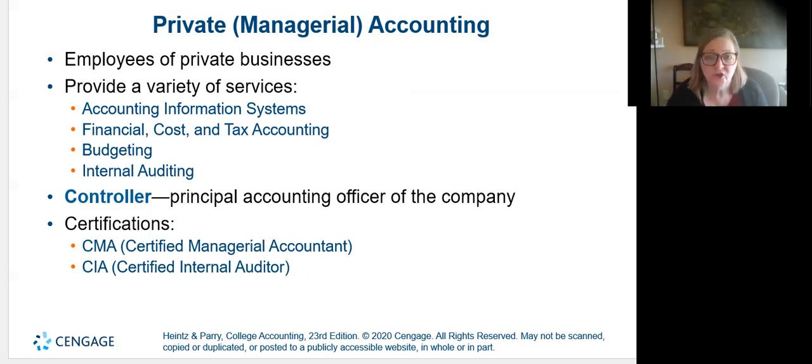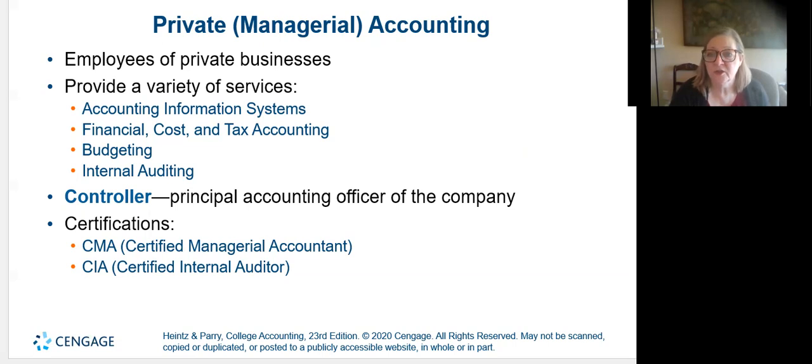Budgeting, of course, is an accounting function, and internal auditing, where you check and see if the company is going to pass the audit when an external independent auditor comes and reviews your records. So it's a little testing. It's like an advanced test to see if you're going to pass an audit. And then, of course, the controller is an important accounting function inside a corporation. So it's a private accounting position, and it's a very good paying position and a lot of responsibility as well.